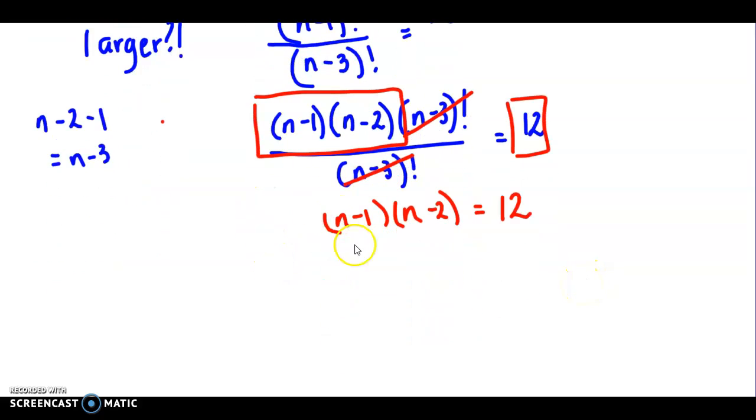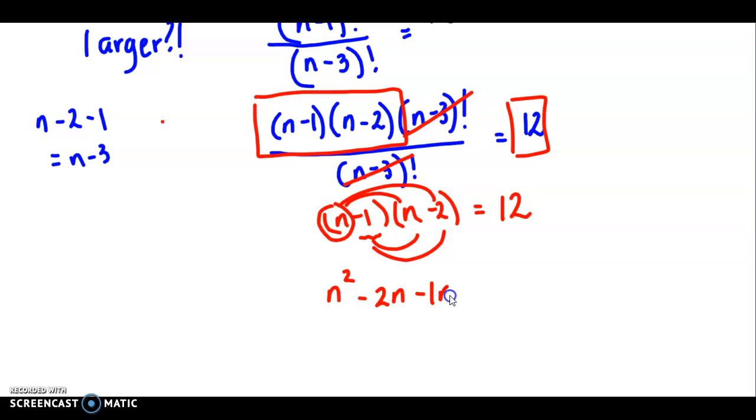From here, we are just going to continue to multiply out to simplify this equation. We're going to take n and multiply it by n minus 2. And then we're going to take minus 1 and multiply it by n and minus 2. So we end up with n squared minus 2n minus 1n plus 2 equals 12. We can simplify that. Minus 2n and negative 1n are like terms that can be added together.